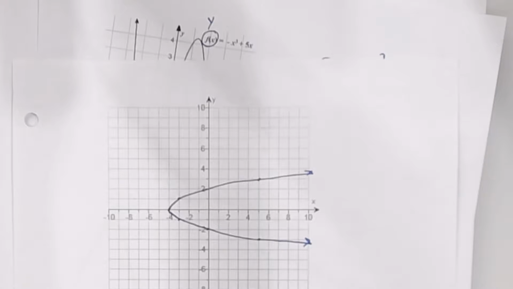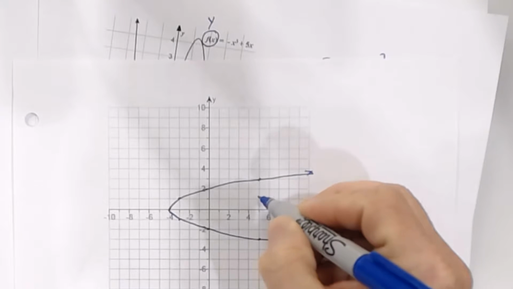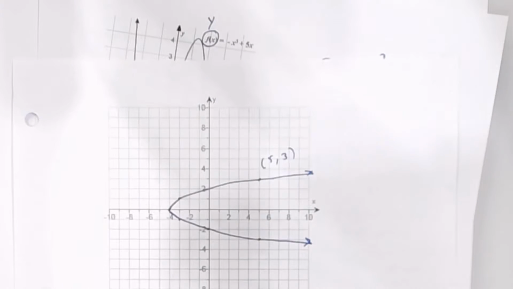The x-axis. All right, so we saw yesterday that if the point 5, 3 is on the graph, I'm not using the word function, it's not a function. If the point 5, 3 is on the graph of a relation that's symmetrical about the x-axis, then what other point needs to be on that graph? 5, negative 3.